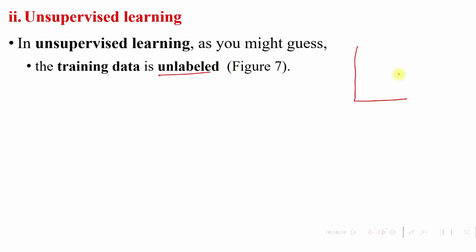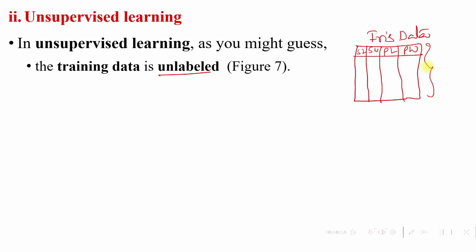For example, here the iris data set is one type of flower data set. It contains only features like sepal length, sepal width, petal length, and petal width. There is no class label. We are going to train the machine based on only the features, not with the corresponding class label. Simply, that is called an unsupervised learning system.